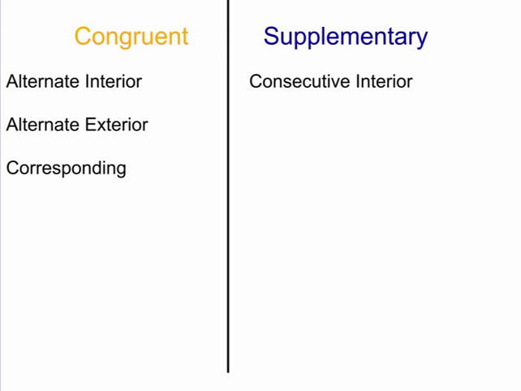So this table here kind of just shows you the overall view of this. Congruent angles are alternate interior, alternate exterior, and corresponding.